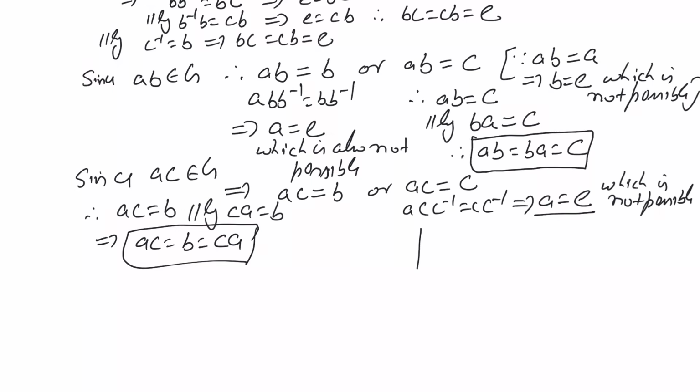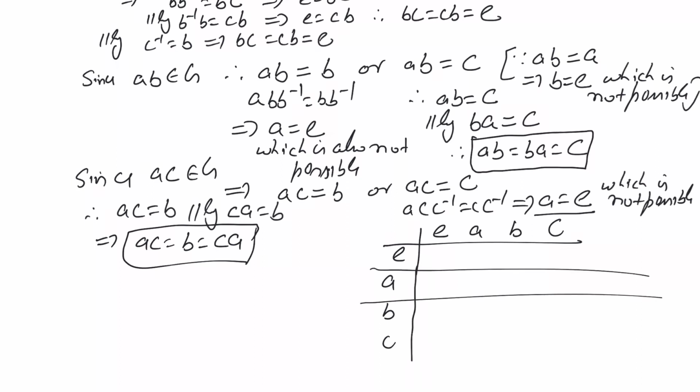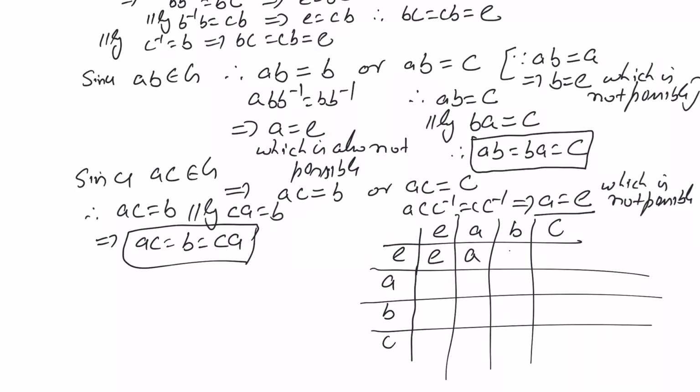Now let me draw the composition table. This is E, A, B, C, and this is E, A, B, C. E dot E is E, E dot A is A, E dot B is B, E dot C is C. A dot E is A. A dot A is E, because A inverse is equal to A. So pre-multiplying with A on both sides, this implies that A dot A inverse is E, A square is equal to E. So this A square will be E.